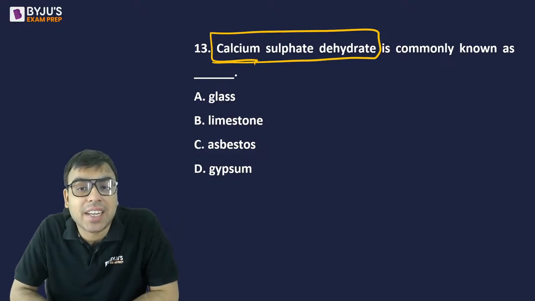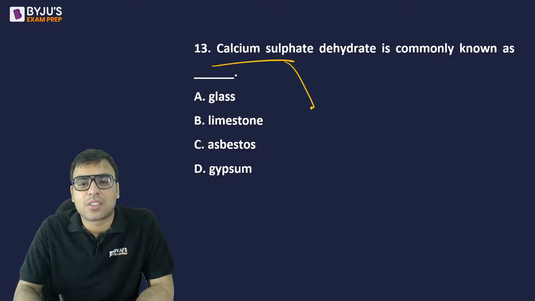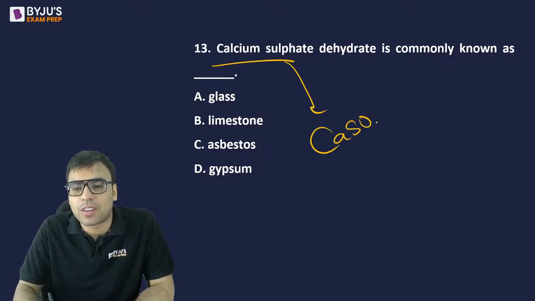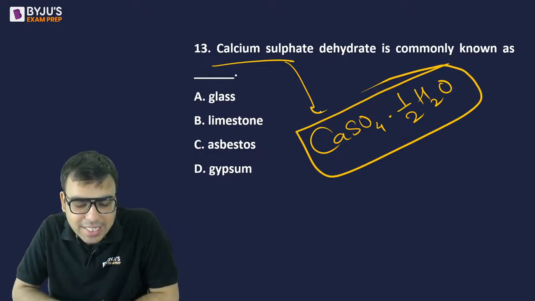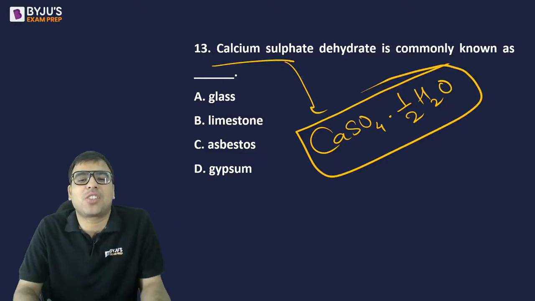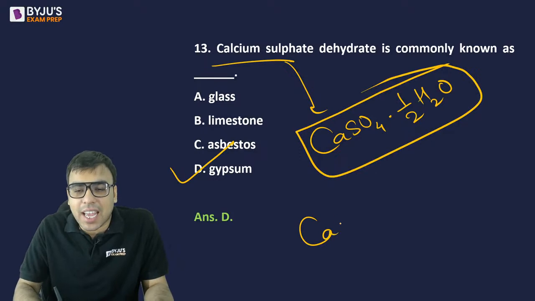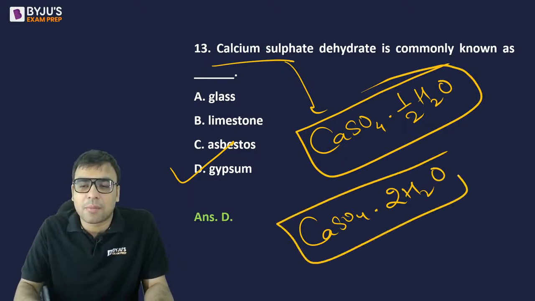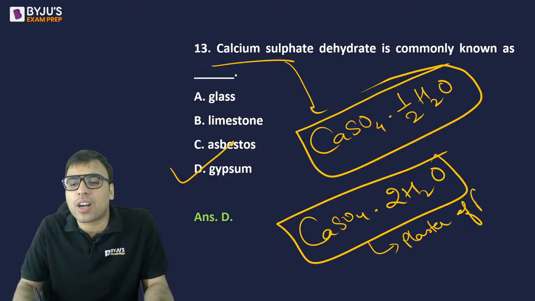Calcium sulfate. देखो, आप कोशिश करो उसको ब्रेक करने की. ठीक है, so CaSO4 half H2O, right? This is which one? These are taught in chemistry in school days. Calcium sulfate half H2O is what? It's gypsum, है ना. And if it is calcium sulfate 2H2O, and this is plaster of Paris.